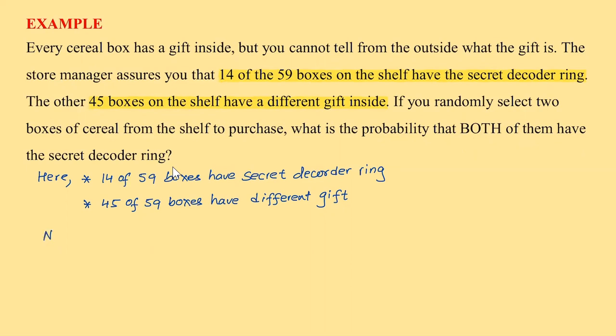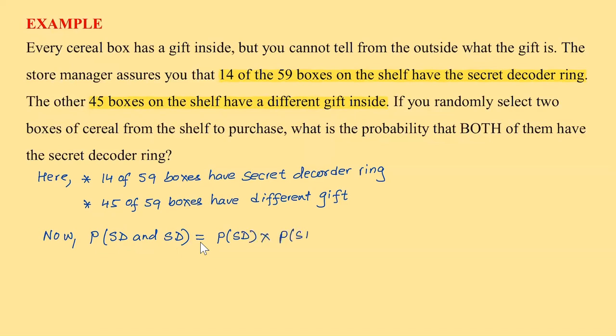So now what we are looking for is the probability of getting the secret decoder ring in the first and the secret decoder ring in the second. Both means first and second, so I use the word and here. And we know that whenever we are looking for the probability of one quantity and the other quantity, we use the multiplication rule. So this is equal to the probability of getting the first secret decoder ring times the probability of getting the second secret decoder ring.